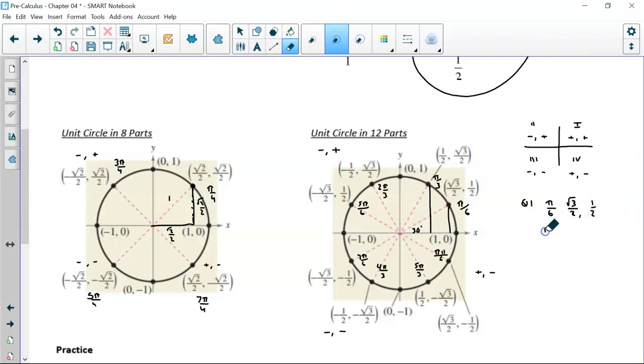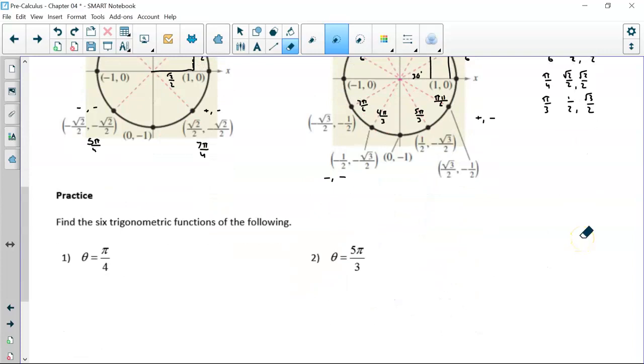For my pi over 4, I'll come back to that in a moment. And then for my pi over 3, I'm going to be at 1/2 and root 3 over 2. You see how they're the same values? They're just switched. We just switched the x and the y. And then for pi over 4s, it's going to be root 2 over 2, root 2 over 2. So all you have to do is just adjust your signs, and that's going to give you your values depending on what quadrant you're in. Let's do some practice of this.